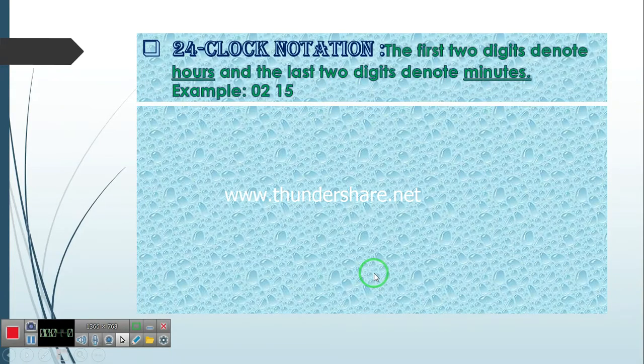Now the interesting point is the 24-hour notation. Normally it is written as shown here, so you have to know which part is the hour and which part is the minute. The first 2 digits denote the hours, and 15, the last part, expresses the minutes.